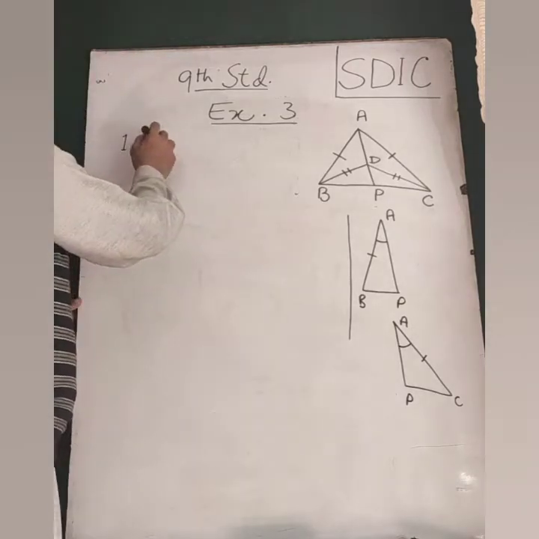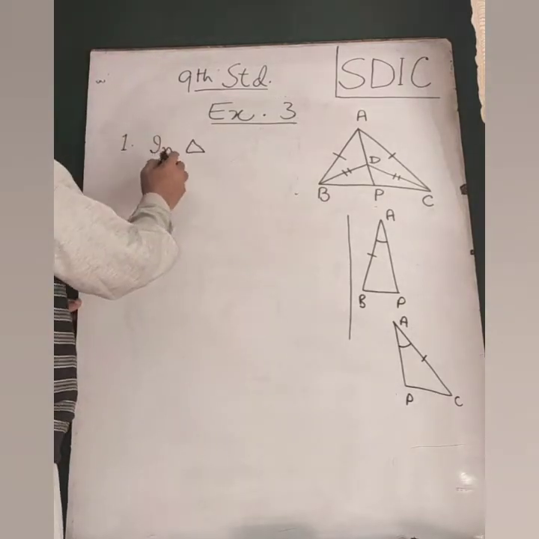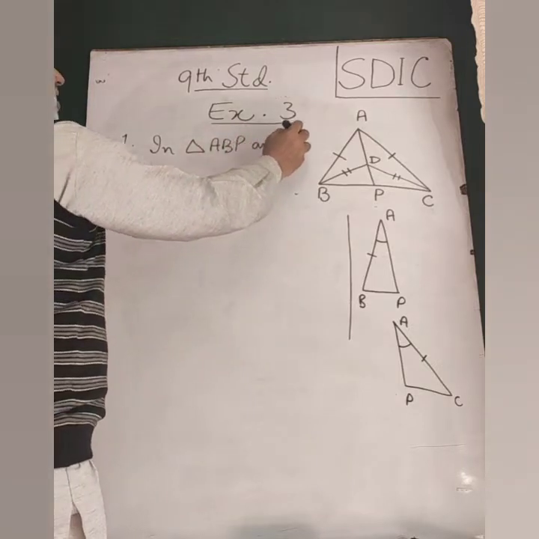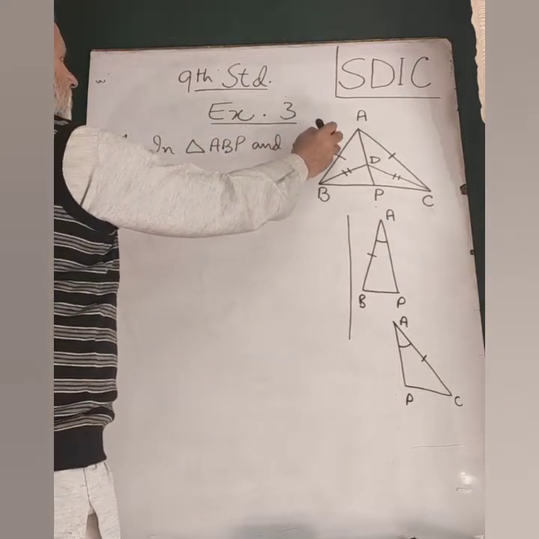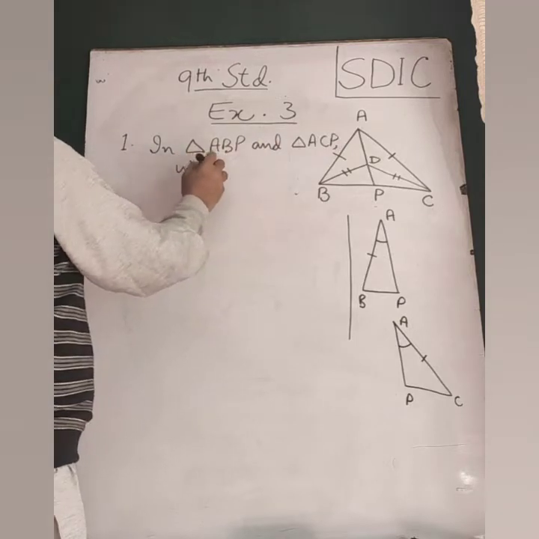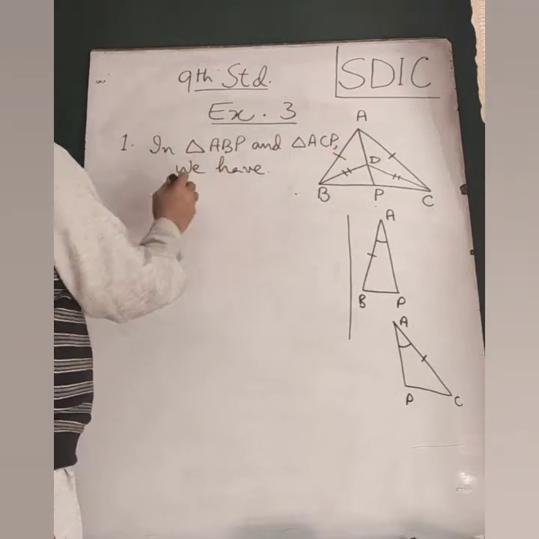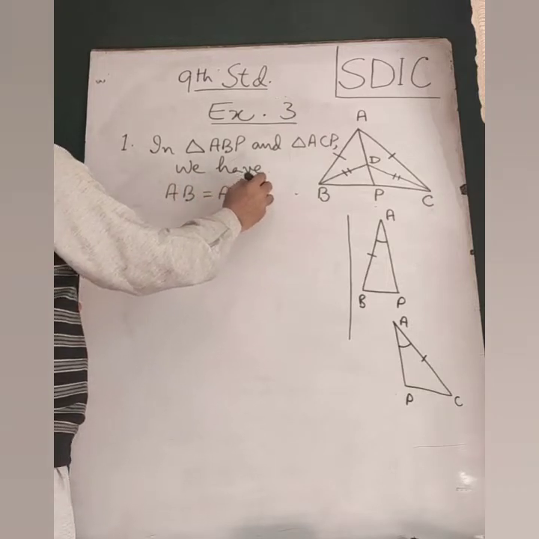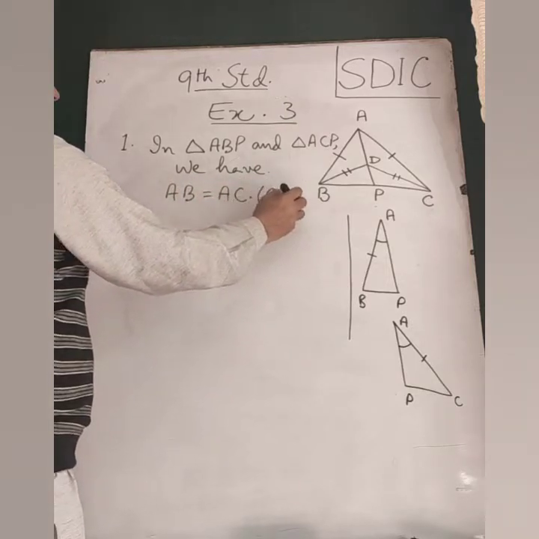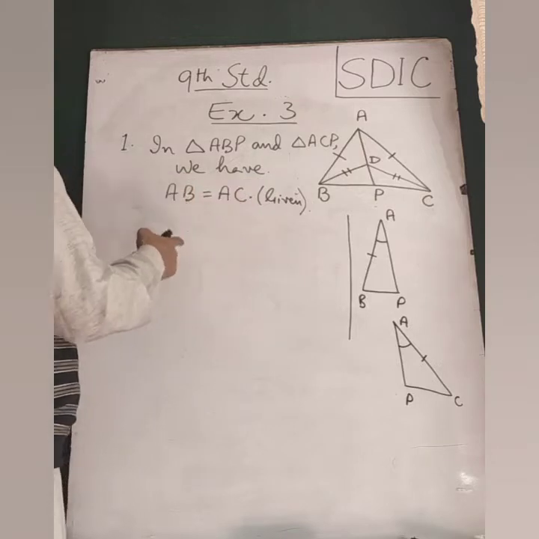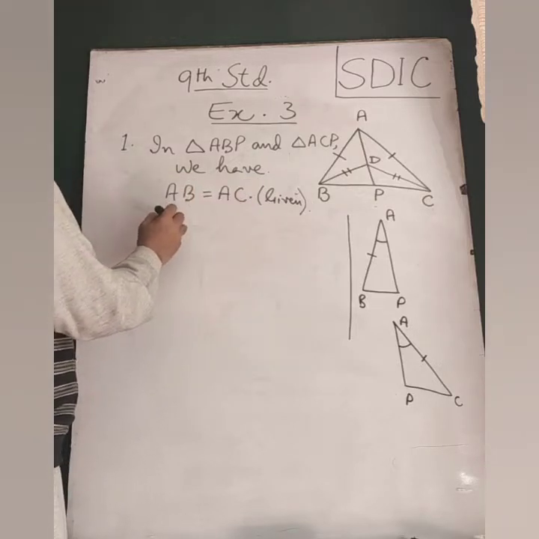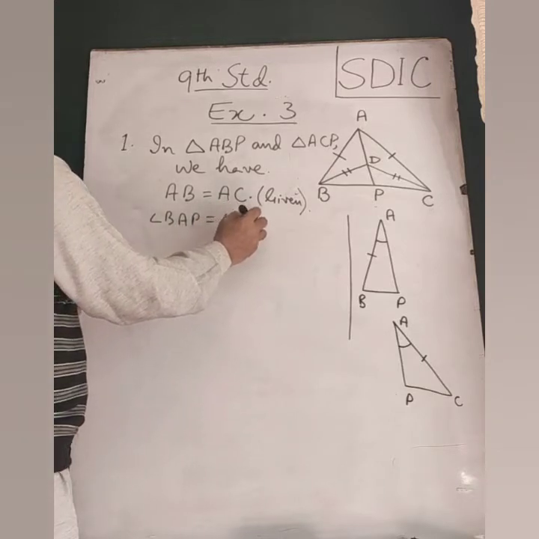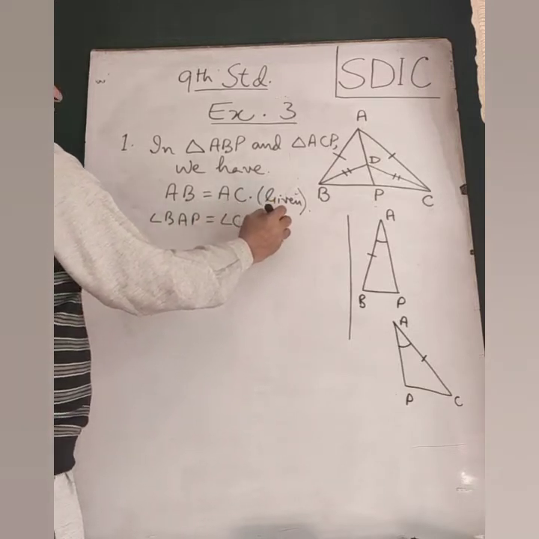Let us do this part in triangle ABP and triangle ACP. We have AB is equal to AC, given to us. We are using SAS, so S will be followed by angle. Angle BAP is equal to angle CAP. We have proved it, proved above.